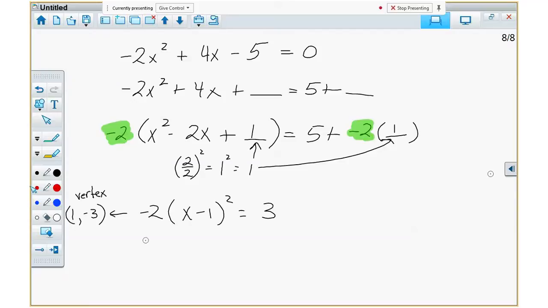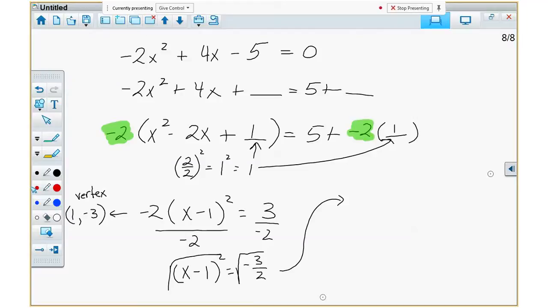So, divide by -2. And that's going to give us x minus 1 quantity squared is equal to -3 over 2. Take the square root of both sides. And that's going to give us x minus 1 is equal to the square root of -3 over the square root of 2.